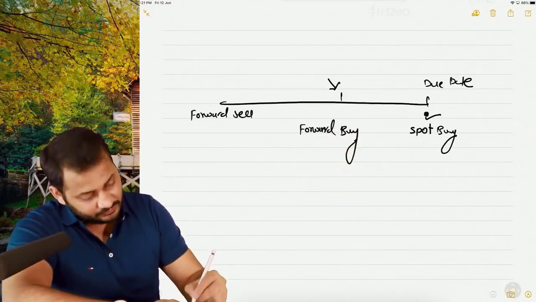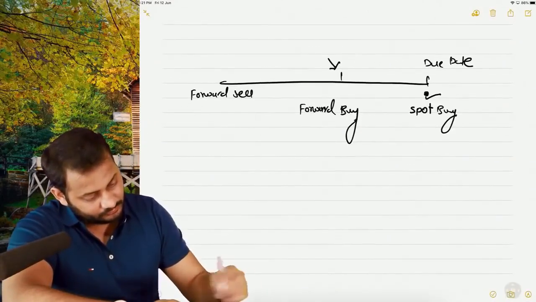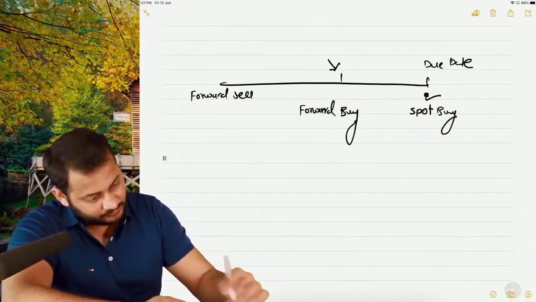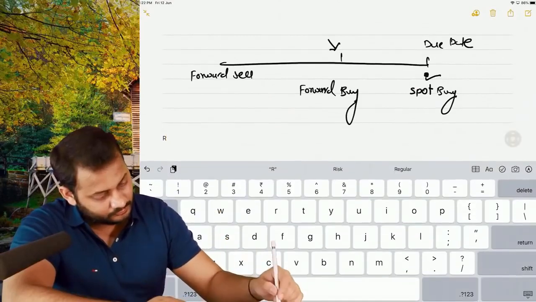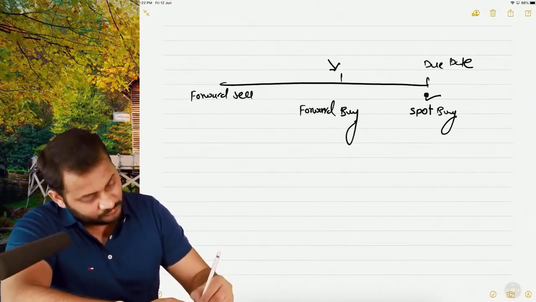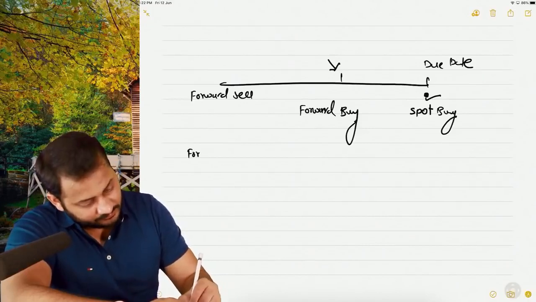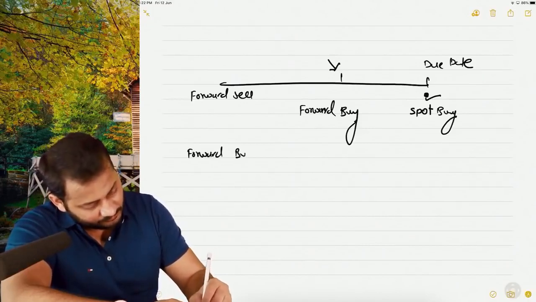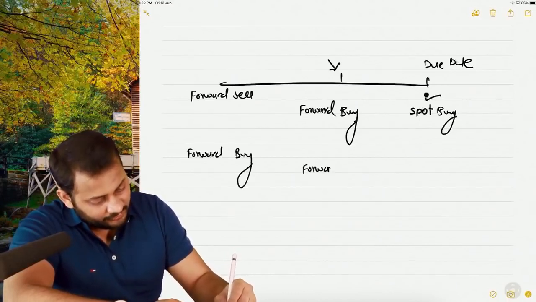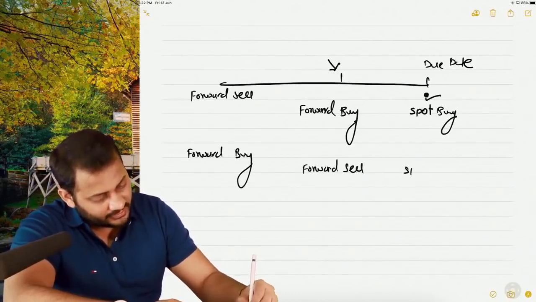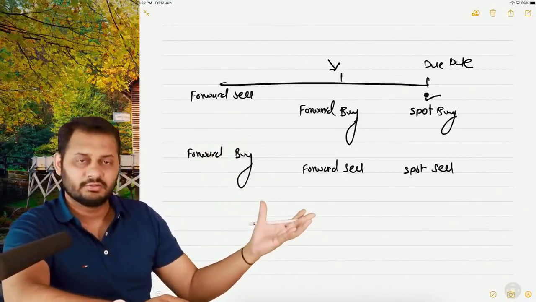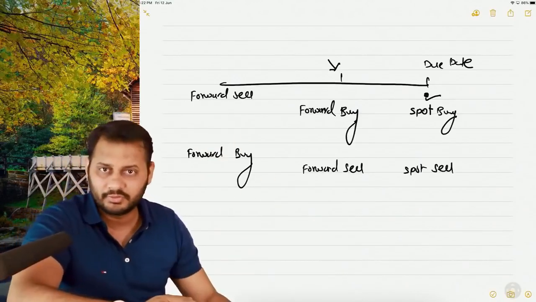Similar is the case with forward buy. If you have a forward buy, if you are cancelling before the due date, you will take forward sell, or if you are cancelling on the due date, you will take spot sell. Simple transaction. How you want to cancel depends upon you.